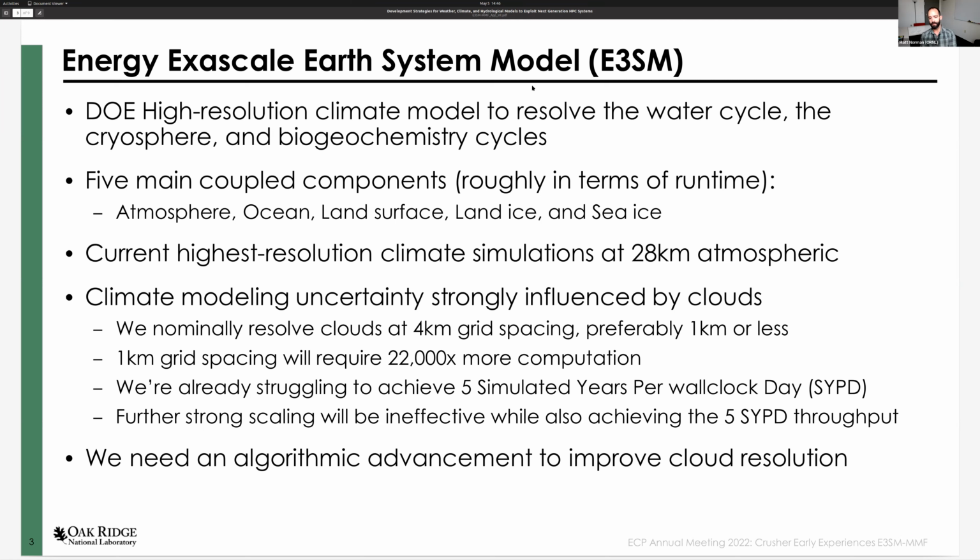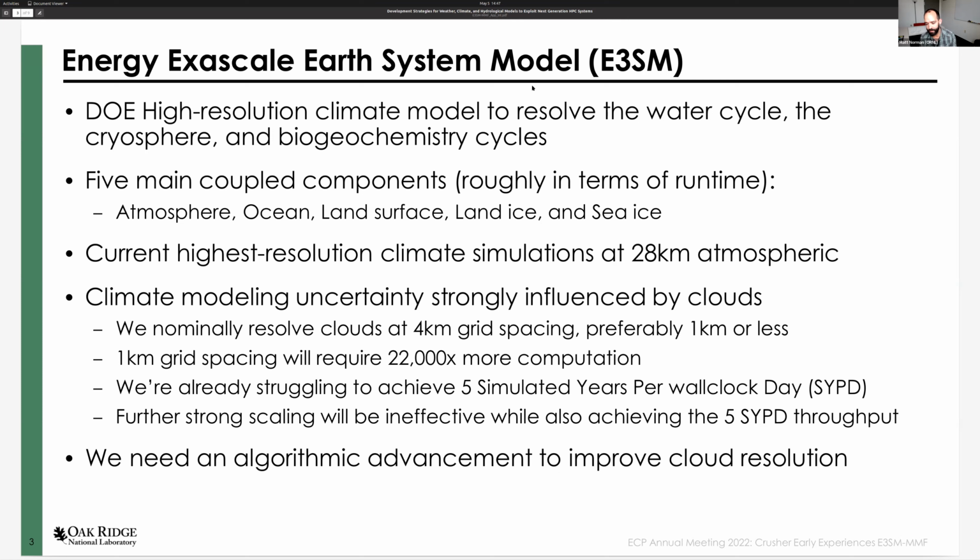One of the things about climate, the uncertainty for future climate projections is very strongly influenced by clouds, by moist convection, but we only begin to resolve that at around 4 kilometers. Preferably, we'd like something around 1 kilometer or less if we could have our way. But that would, in a global simulation, require about 22,000 times more computation if you scale the time step with the grid refinement.